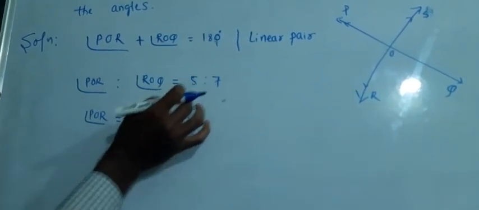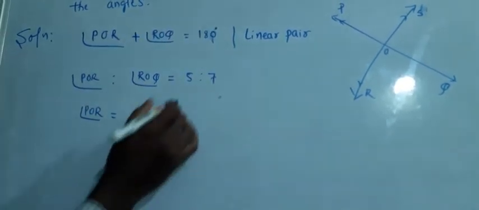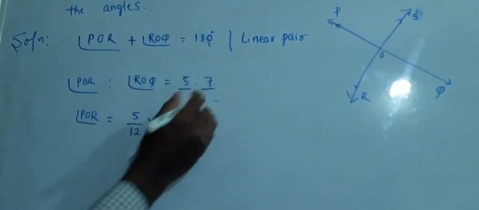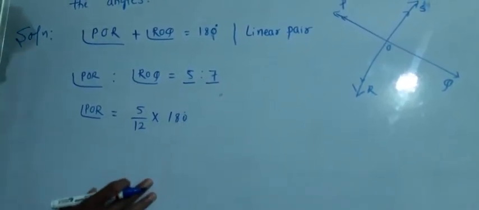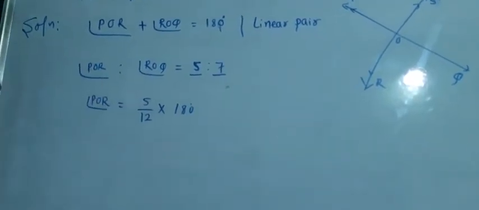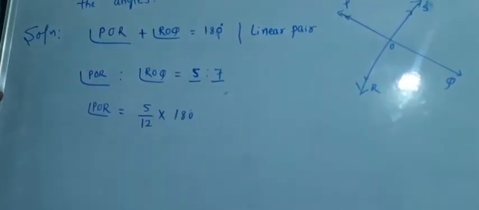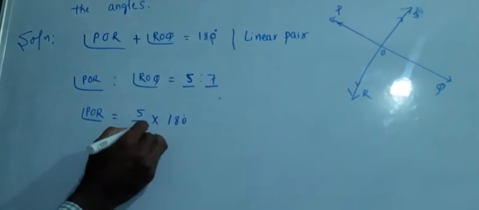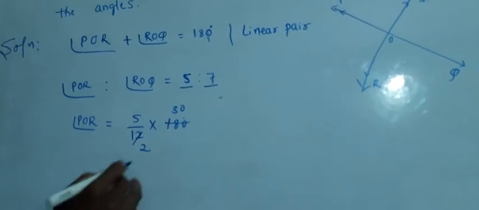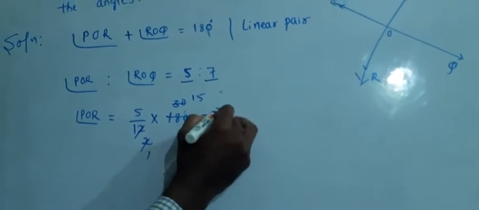Angle POR plus ROQ put together is 180. POR's share is 5 parts and ROQ's share is 7 parts. So the total parts will come at the denominator, and this individual part will come at the numerator. So for POR, its share is 5 parts, 5 divided by 12 into 180 degrees. 6 2s are 12, 6 3s are 18, 15 5s are 75 degrees.